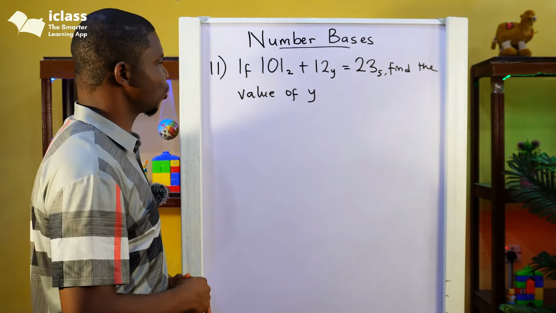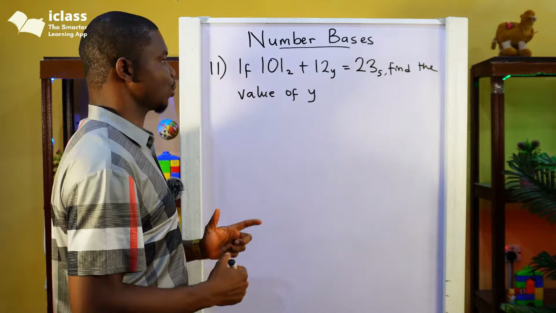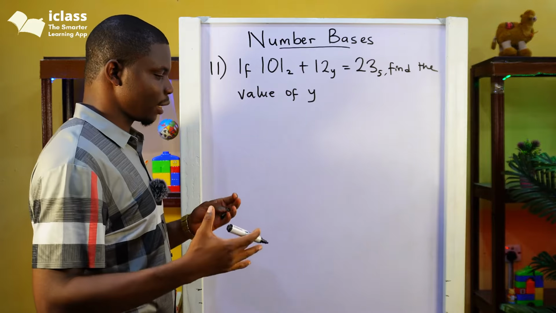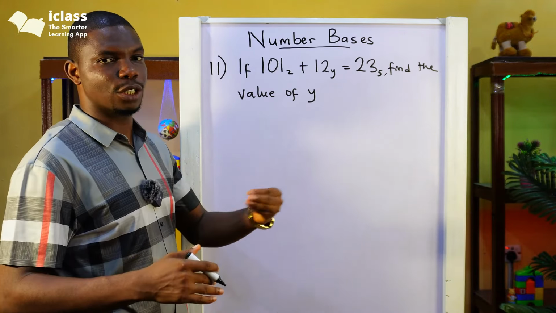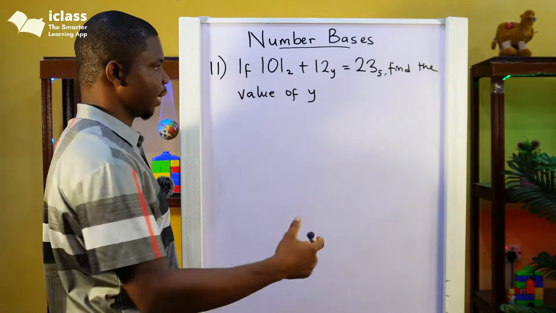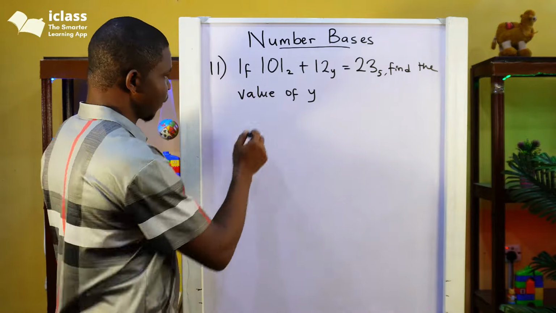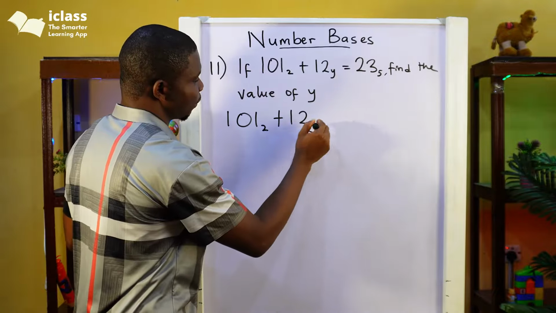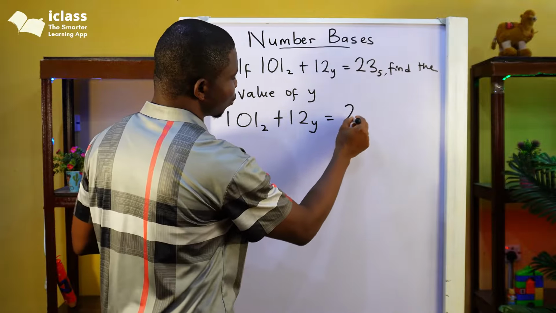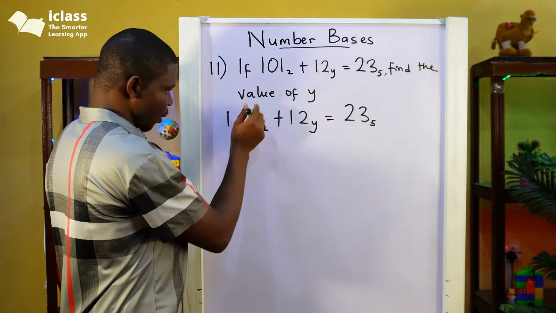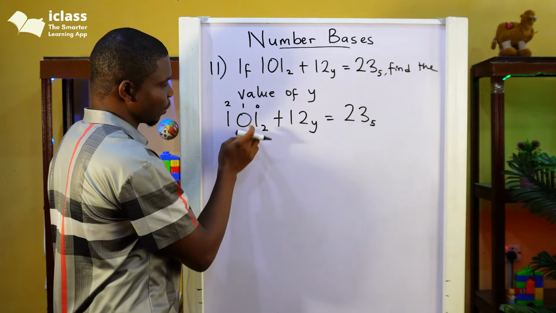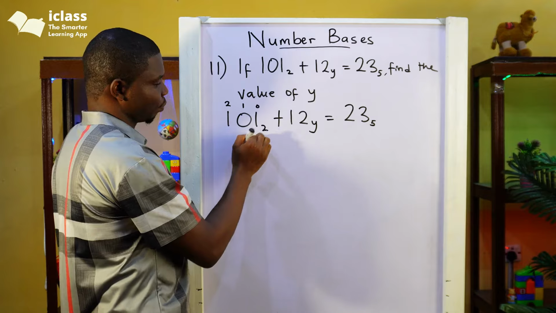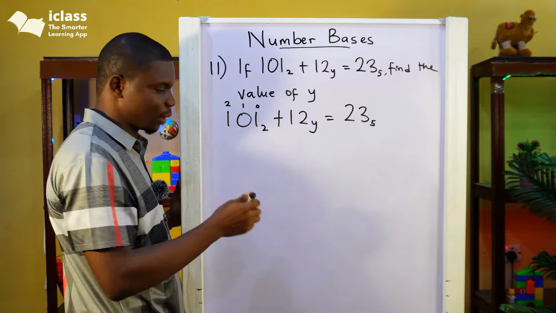If 101 base 2 plus 12 base y is equal to 23 base 5, find the value of y. So we are still determining the unknown base. The step that we take is to, first of all, convert all the numbers to base 10, and then we'll see what equation we get. So 101 base 2, we'll convert that to base 10, plus 12 base y is equal to 23 base 5. To convert to base 10, we'll label the digits first, and we'll say 1 times 2 raised to power 0. 2 raised to power 0 is 1, times 1 is still 1, right?